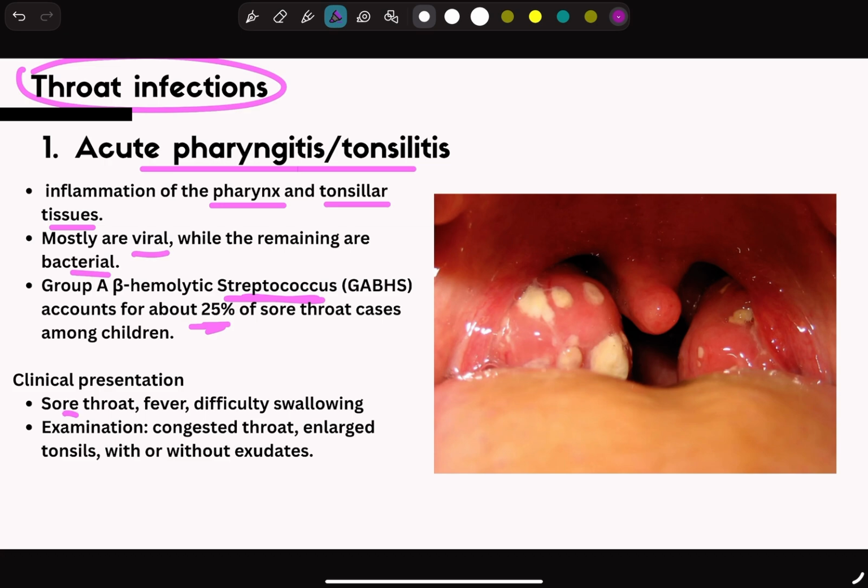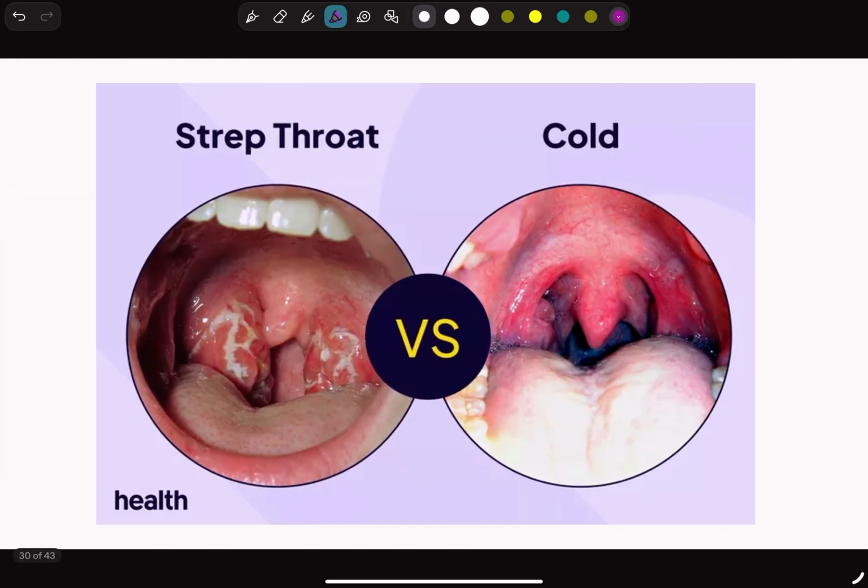How would they present? Sore throat, fever, difficulty swallowing. You will see congested throat, enlarged tonsils. Sometimes you will see this exudate that will indicate it is bacteria. So if it's just viral, we will see congestion of the pharynx as well as the tonsil. So just congestion. There's no pus involved. However, if it's strep or bacteria, then we will see exudate and pus on the throat, on the tonsils.